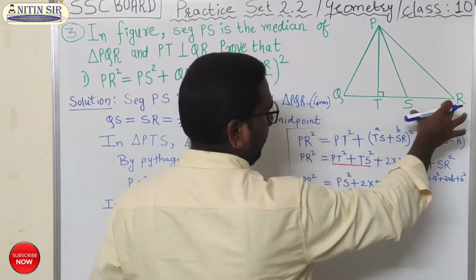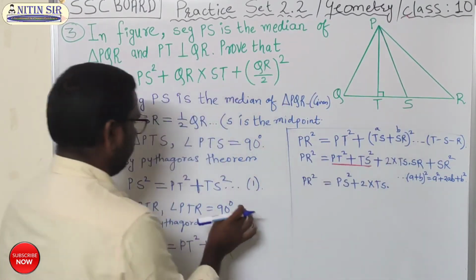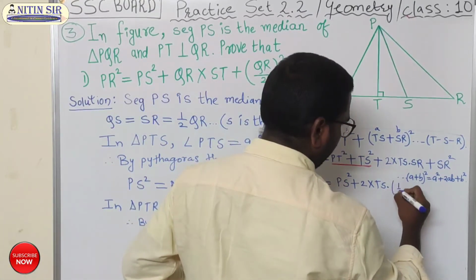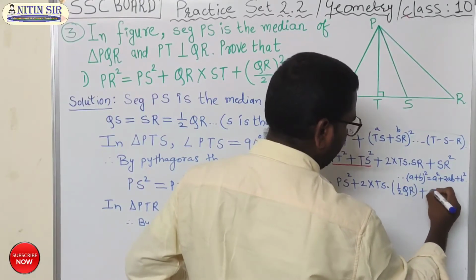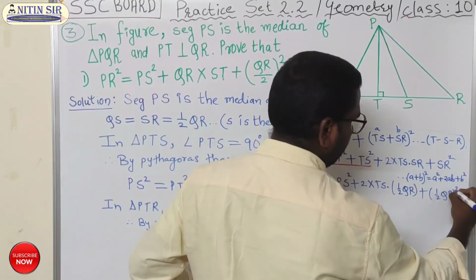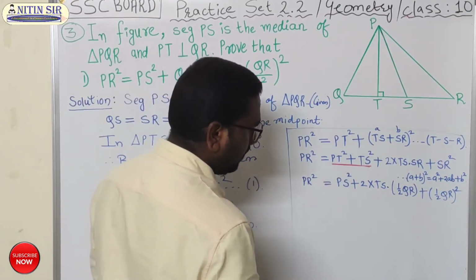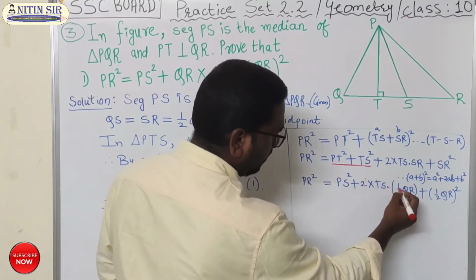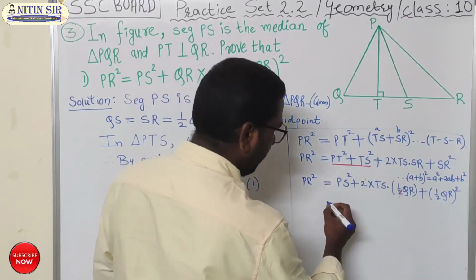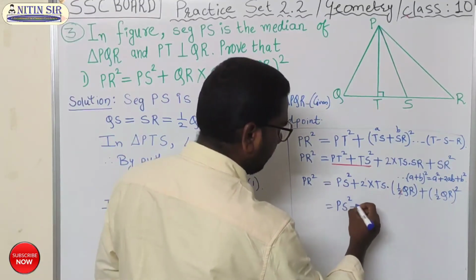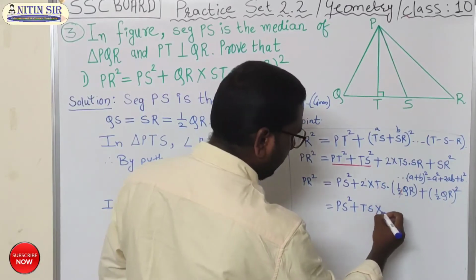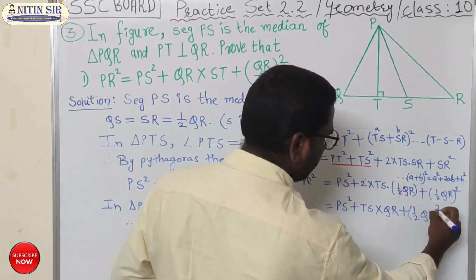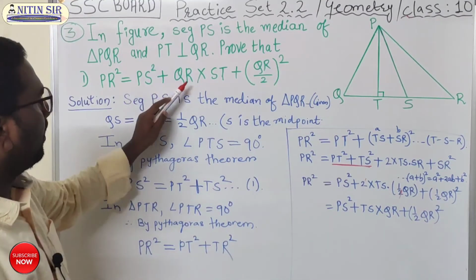Oh, instead of SR, what we want? We want QR, no? So SR is what? Here it is given. SR is equal to half of QR. So we'll write half of QR plus half of QR square. Now when you look here, 2 into it is also here, so 1 upon 2 means 2 gets cancelled. So what remains here? This equals PS square plus TS into QR plus half QR square. So PS square plus QR into ST plus QR square.